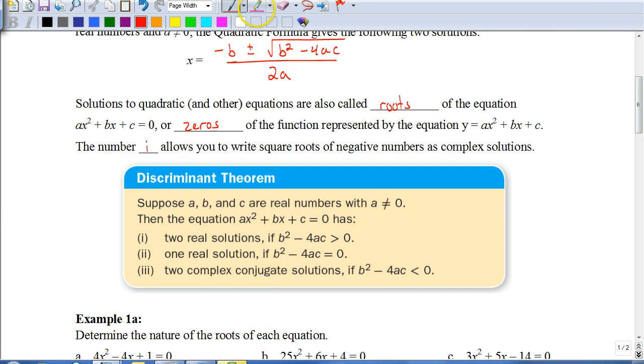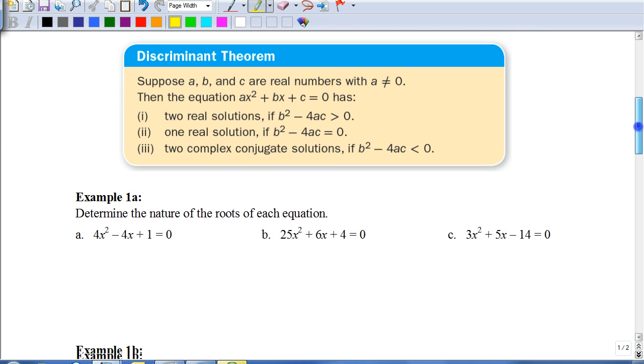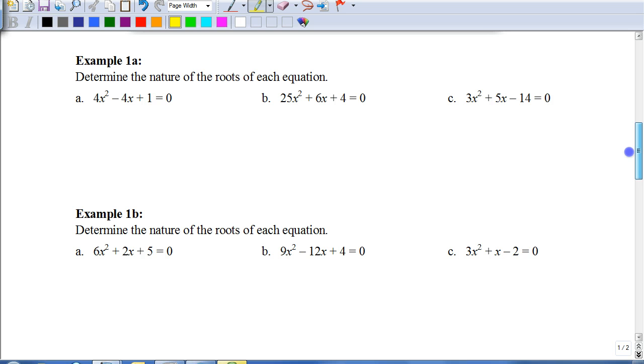Something else that's important to take note of is that the solutions we find from the quadratic formula are not only the x and y intercepts, but another term for those is the zeros, or the roots of the equation. So if they ever ask you to find the roots of this equation, or the zeros for this equation, they're looking for the intercepts. So we would use the quadratic formula.